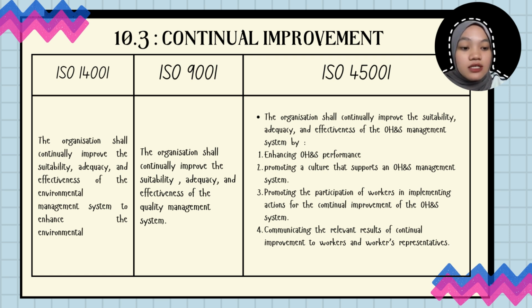For ISO 45001, the organization shall continually improve the suitability, adequacy, and effectiveness of the OH&S management system by: 1. Enhancing OH&S performance, 2. Promoting a culture that supports an OH&S management system, 3. Promoting the participation of workers in implementing actions for the continual improvement of the OH&S management system, 4. Communicating the relevant results of continual improvement to workers and workers' representatives.